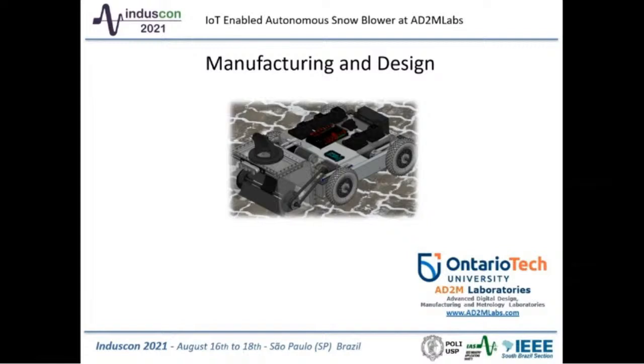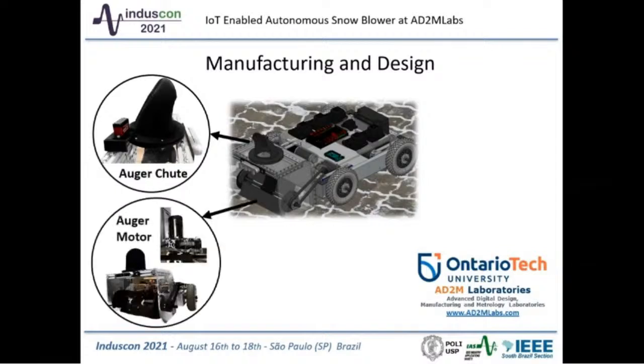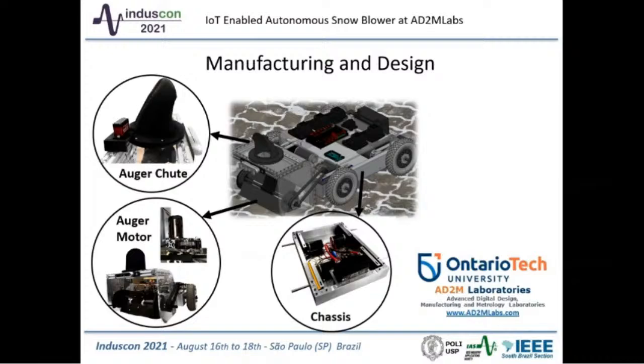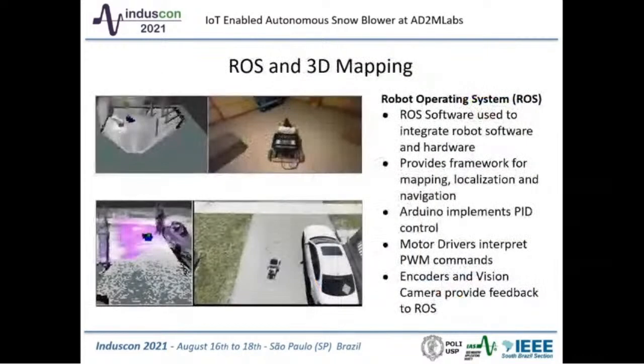The chute design is actuated using a servo to dispense snow in the desired direction, an auger mechanism powered by a DC motor propels the snow out of the chute, the chassis contains 4 motors that each power an individual wheel, and finally, a platform for all the electrical components. The robot uses the Robot Operating System, known as ROS, to integrate the many software and hardware tools together. This includes the motors, encoders, Arduino, and camera, which work together to develop the 3D mapping of the area it drives in, which is seen in the 2 images on the left.